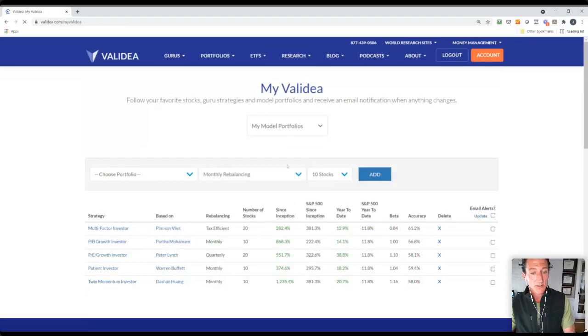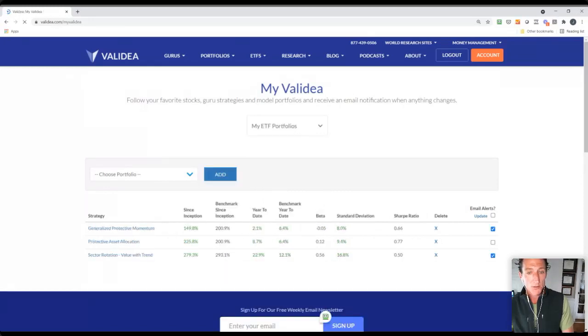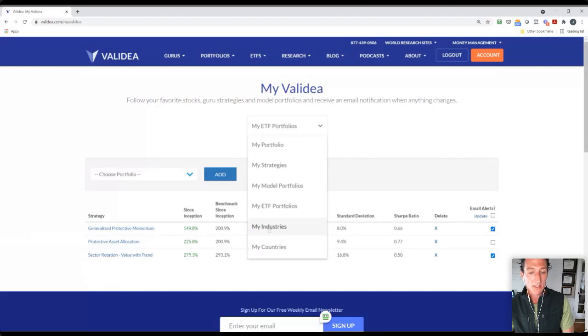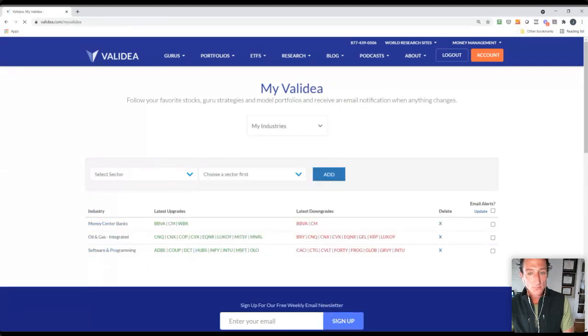So here is, if you're following one or many of the model portfolios, you set these up, and we're going to alert you anyways when the rebalancing happens, but this is a little bit more focused, so the email can be customized for you as to what portfolios you're interested in following. The same with the ETF portfolios. You can put those in if you want to follow one of those, and then my industries and my countries. So this is where you're just getting more specific on industries and or countries that you're interested in. Oh, that reminds me.